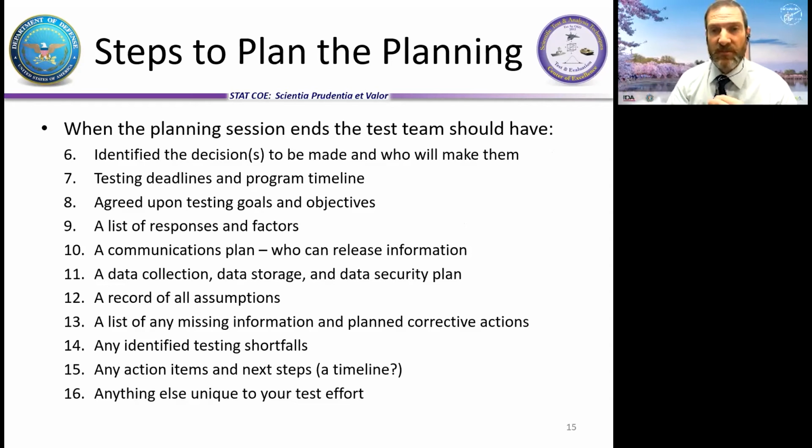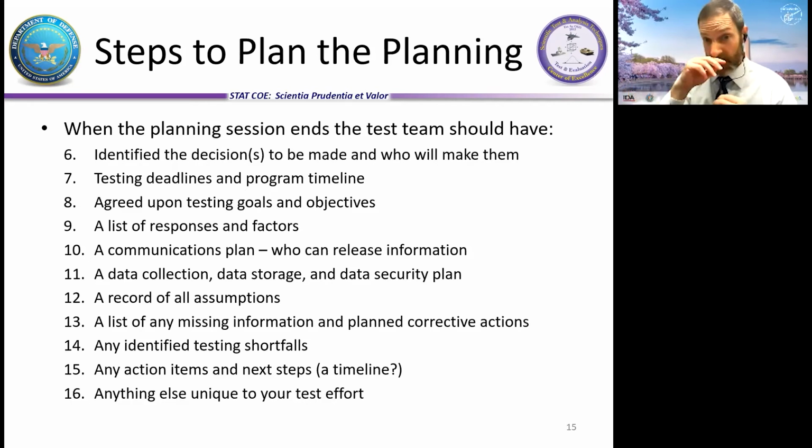Understand the decision to be made at the end, because that's going to play into it. Is it buy or don't buy? Is it reject, or accept with limitations? Understand what that decision is that is required to be made, and understand who's going to make it. Have a good timeline, and any deadlines to the testing over the program.